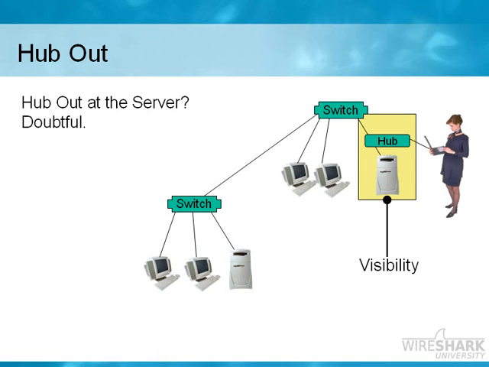Now, it's very unlikely that somebody is going to let you disconnect a server from the network so that you can put your hub in there and listen to traffic. That is doubtful. So when we get to the area of going to a server or one of the critical devices on a network, and we need to look at the traffic to and from that machine, and that machine is hanging off of a switch, hubbing out is probably not the best way to go.